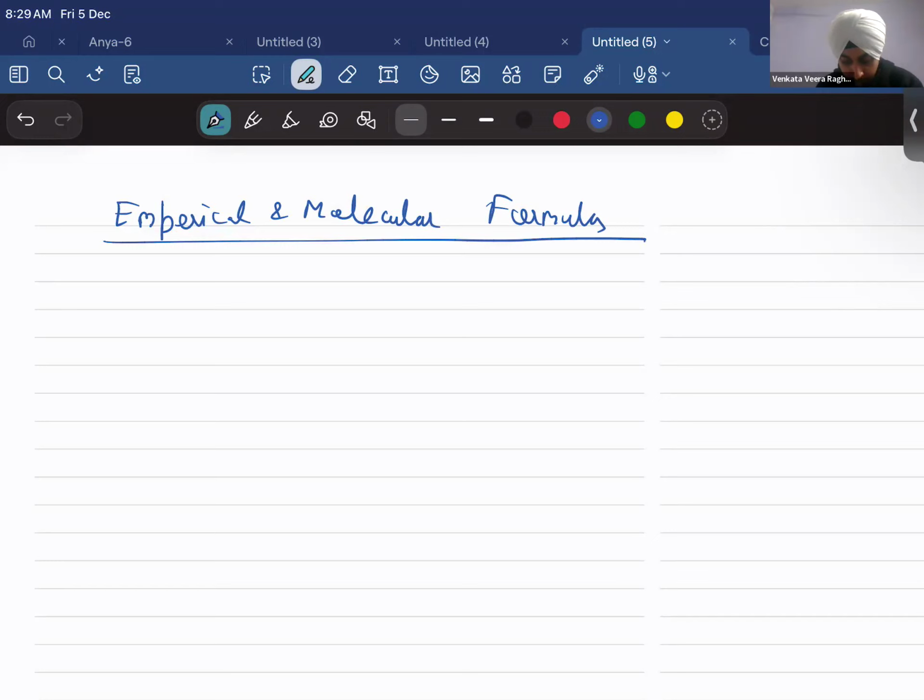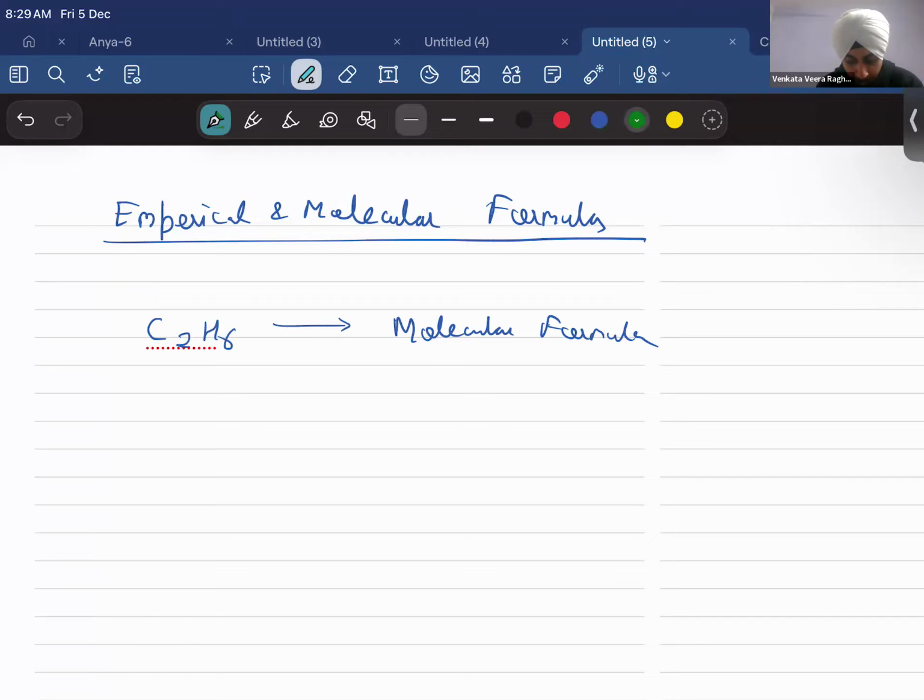So, let me say that I am writing something like this, C2H6. From your 10th class knowledge, you can tell me, sir, this is ethane. Okay, fine. What is this that you have written over here? This is called the molecular formula of any compound. This is a molecular formula.